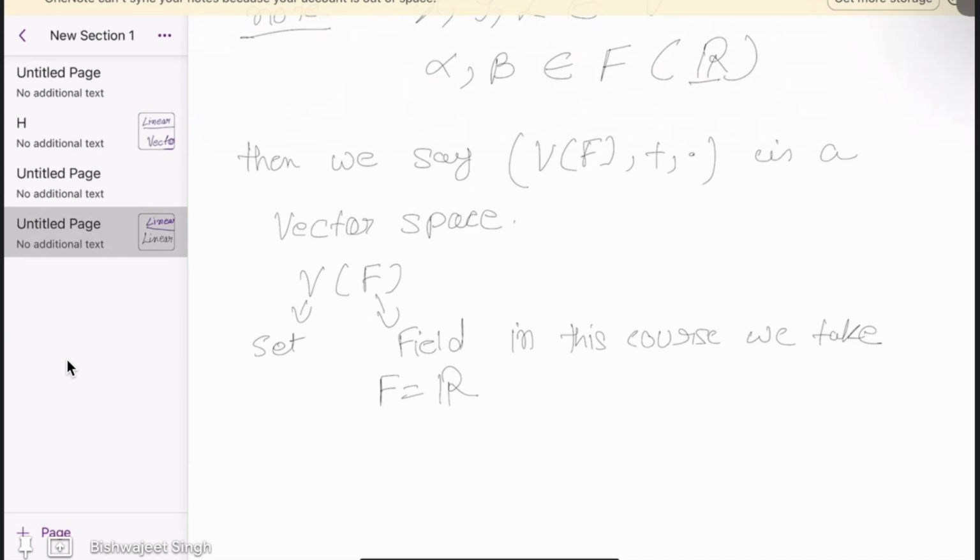Now essentially what we have done is that we took some non-empty set, we took its Cartesian product V cross V, and we defined two functions. The first function is plus and the second function is dot, and with respect to these two functions we said that these 8 properties should be satisfied. If these 8 properties are satisfied, then we will call this structure, V over F with respect to plus and dot, a vector space, and the underlying field is this F.